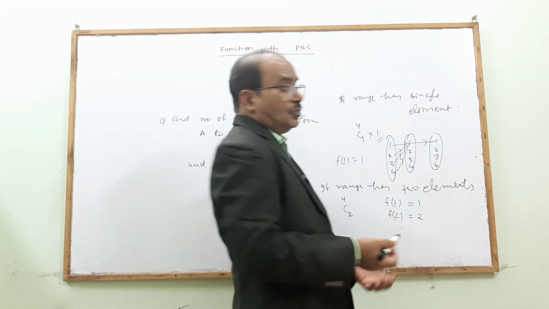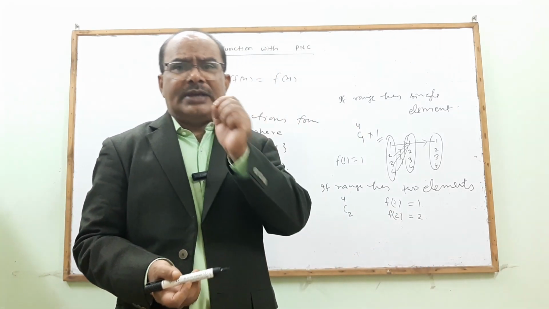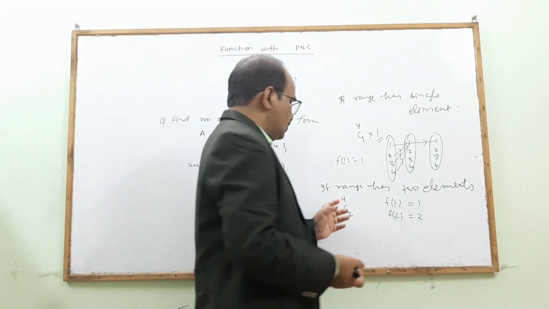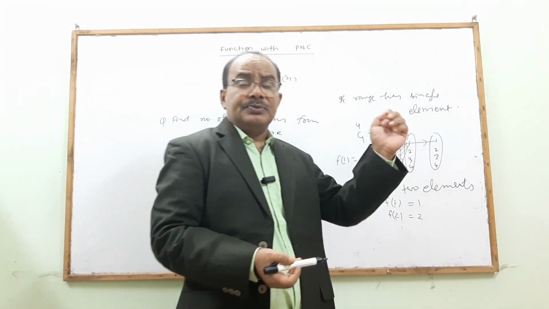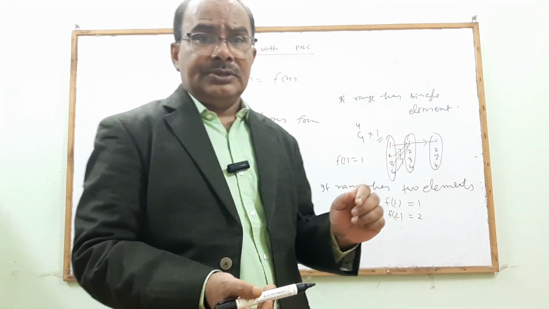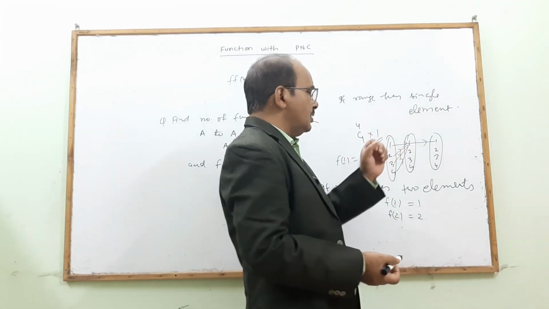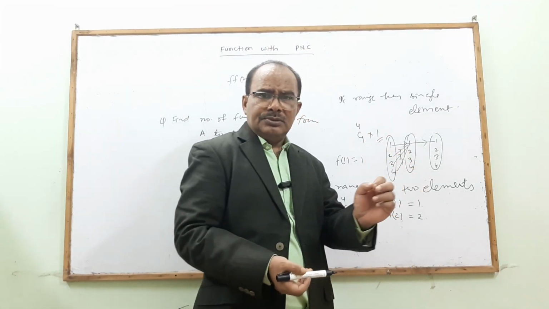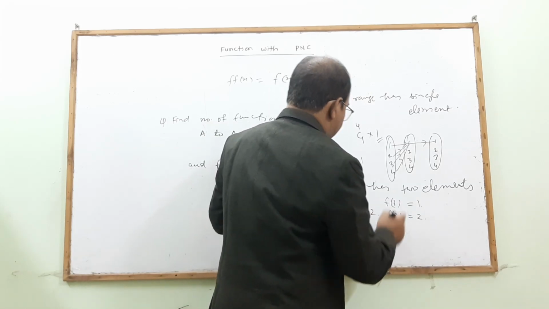Now 3 and 4 each have two choices. 3 can be mapped to 1, 3 can be mapped to 2. In the same way, 4 can be mapped to 1 or 4 can map to 2. So we can write 2 into 2.